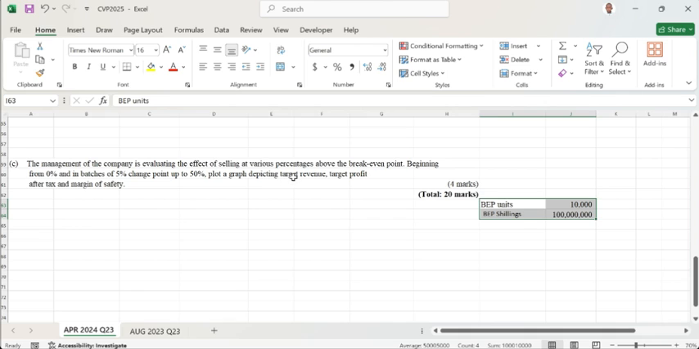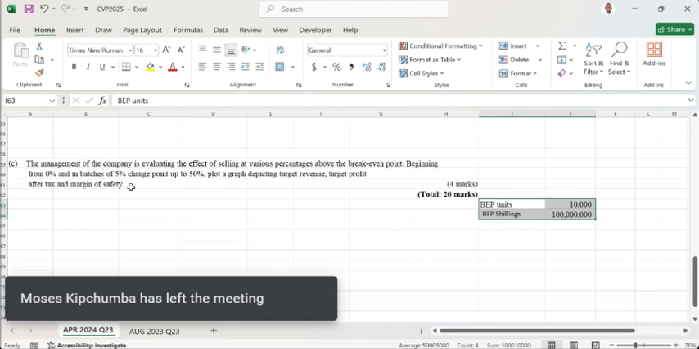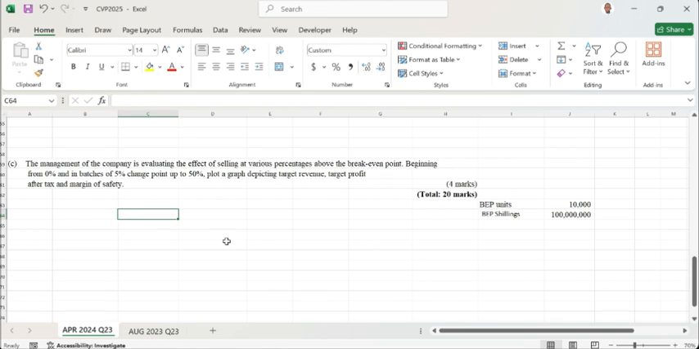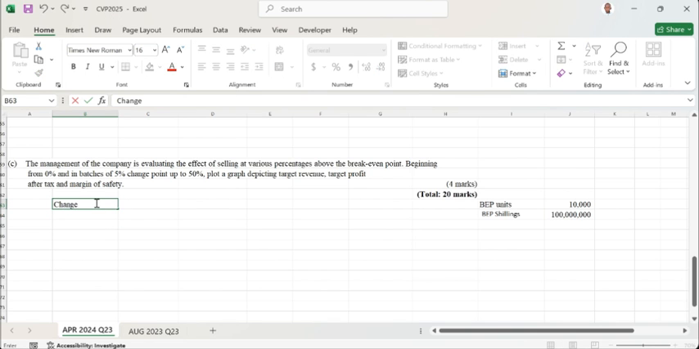Now, they're saying that the management of the company is evaluating the effect of selling at various percentages above the break-even point. So they are contemplating to sell above this. Beginning from 0% and in steps of 5%, up to 50%, plot a graph depicting target revenue, target profit after tax and margin of safety.